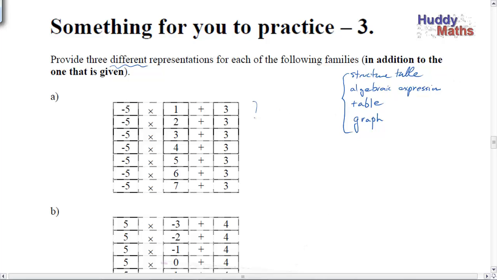Okay, for this one, this is a structure table. So I want you to try and get the other 3. And I'm not going to tell you the answers to this. This is something that you've got to do and put in your book so your teacher can have a look at it. Okay, and compare it to your mates there. Okay, so there's part A. Pause it, have a go. Now I'm going down to part B.